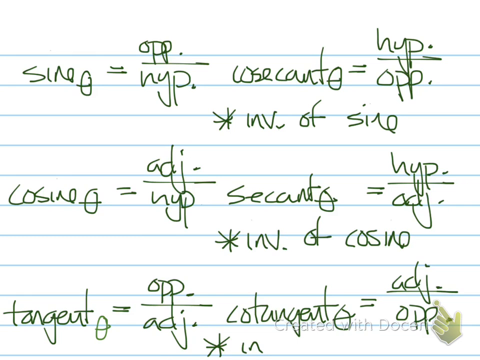And cosecant is just the inverse of sine. Secant is the inverse of cosine. And cotangent is the inverse of tangent. An acronym that you can use to remember these three main trig ratios is SOH CAH TOA. SOH: sine is opposite over hypotenuse. CAH: cosine is adjacent over hypotenuse. TOA: tangent is opposite over adjacent.